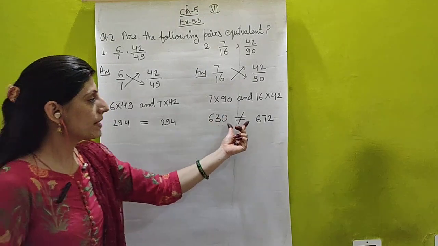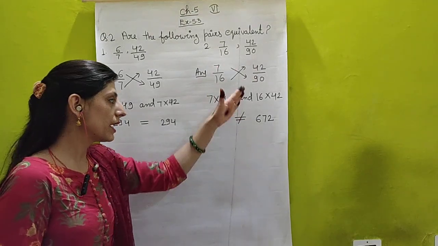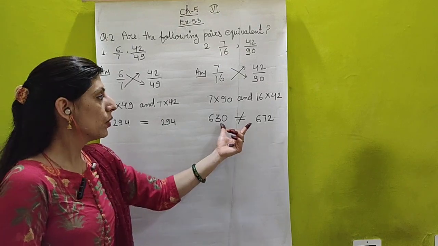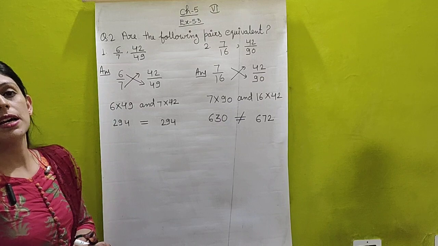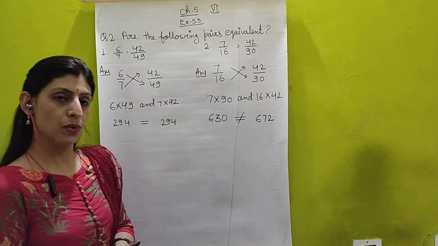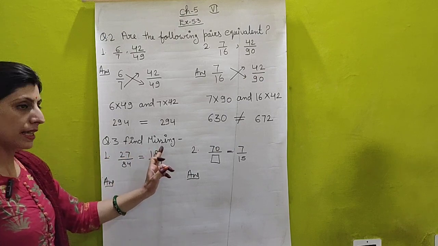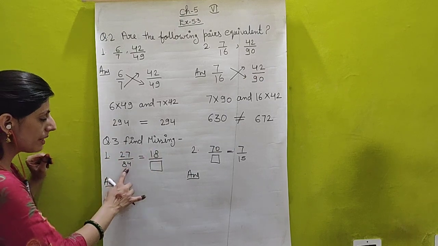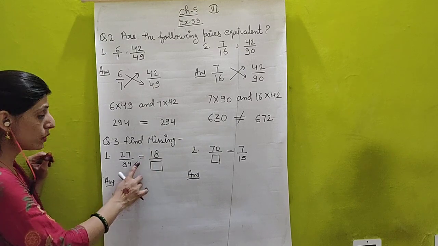For the not equivalent sign, you can make an equal sign, and then make a slash line over it. Okay. Like this, students, you can find whether the given pairs are equivalent or not. Now question number 3, find the missing number. In part 1, 27 upon 84, 18 upon a blank is given with an equal to sign.